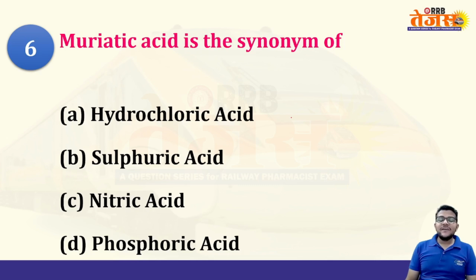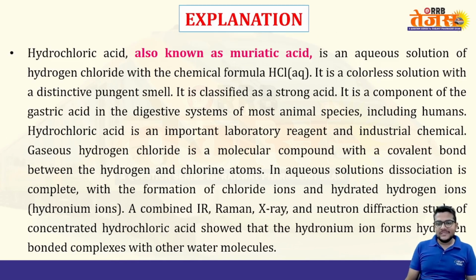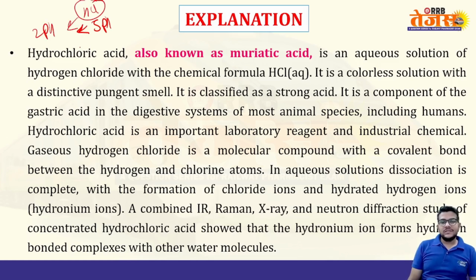Got it? So next we have: muriatic acid is a synonym of what? You just have to remember that muriatic acid is a synonym of HCl, hydrochloric acid. It's an aqueous solution of hydrogen chloride with the formula HCl aqueous. It is colorless, and it is used as an acidifying agent, to decrease the pH. If a solution has a pH around 5 and we have to decrease it to around 2, we add HCl to make it more acidic. As it becomes more acidic, it brings down the pH.